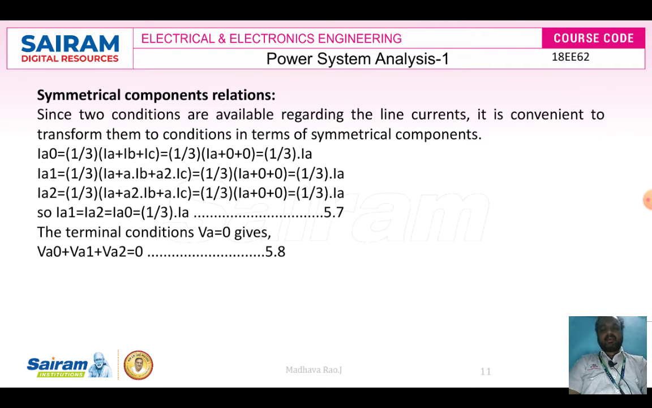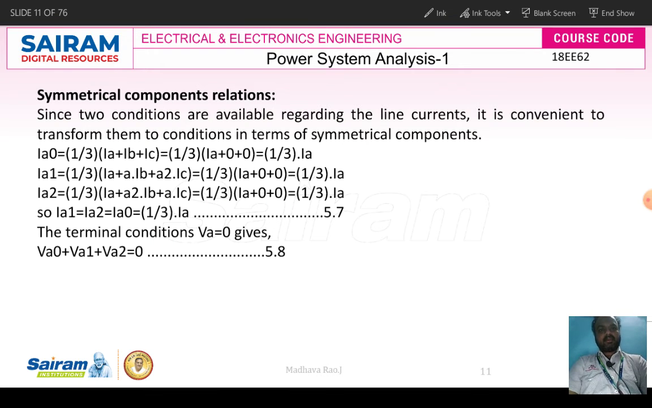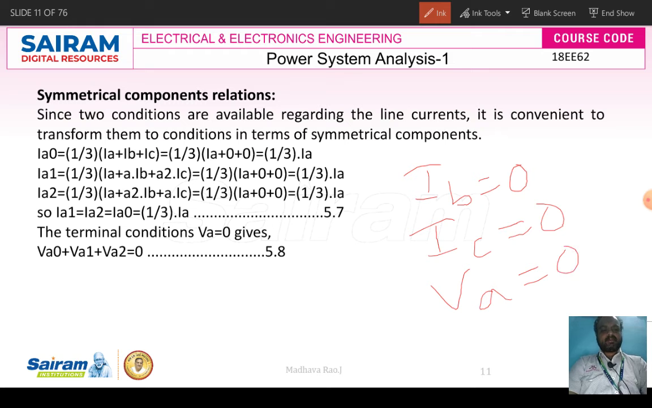So here, symmetrical component relations. Since two conditions are available regarding the line current, what are the line currents? IB is equal to 0 and IC is equal to 0, and the voltage condition is VA is equal to 0. So we have got these relations from the diagram.